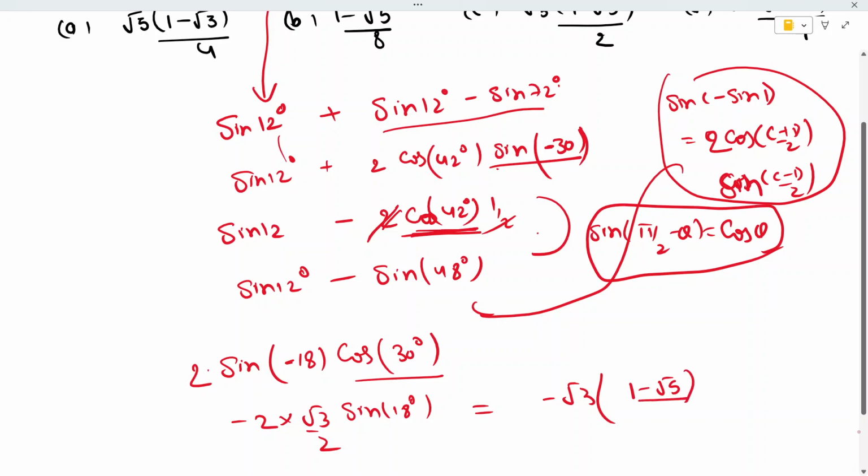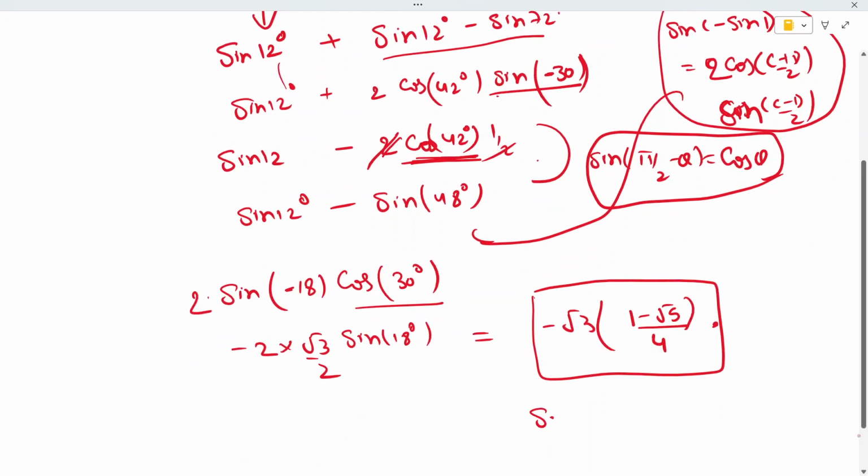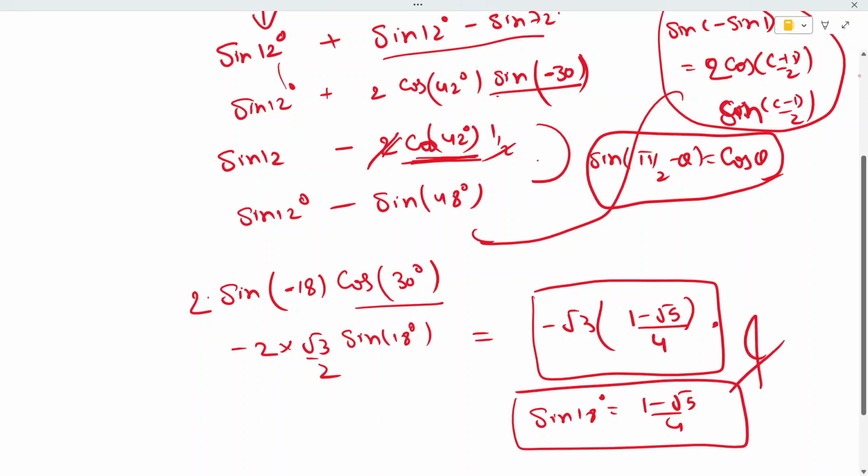1 minus root 5 by 4. Okay. So here we get the value of sin 18 degrees; you just have to remember it, (1 minus root 5) by 4. So our answer is this.